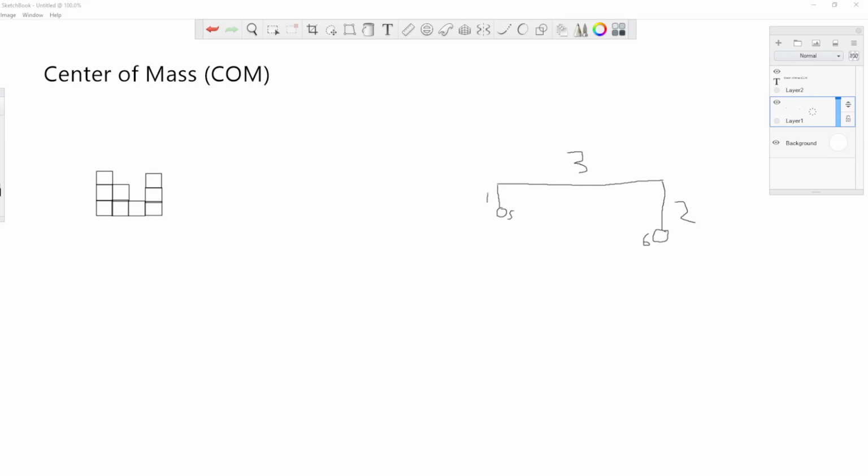Today we're going to do a quick recap of center of mass. The way I like to look at center of mass is it's the point on an object where you can balance it on your finger without it moving right, left, or falling off your finger.